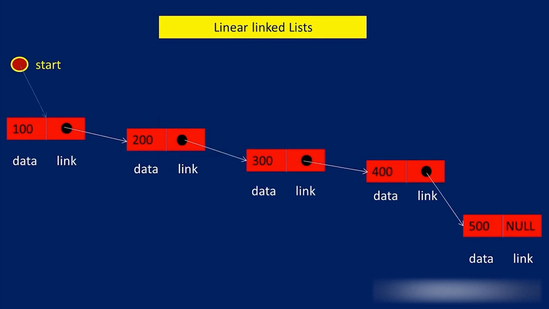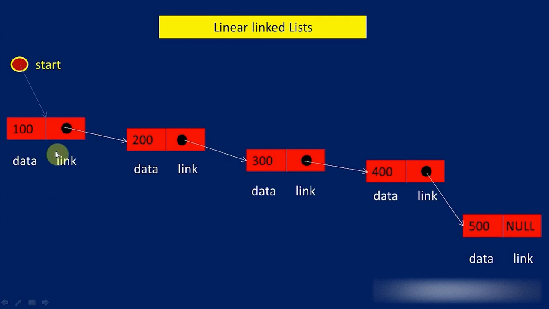This is a linear linked list. In this linear linked list, you can see that I have some structures which are called nodes. This is the first node, this is the second node, this is the third node and fourth and fifth one. There can be umpteen nodes. There is no restriction on the number of nodes for a linear linked list or any kind of linked list.